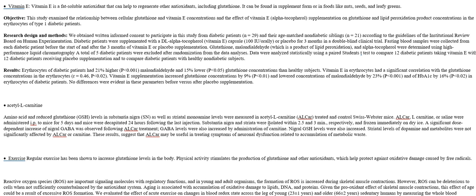Acetyl L-carnitine, amino acids, and reduced glutathione levels in substantia nigra or SN, as well as striatal monoamine levels, were measured in acetyl L-carnitine treated and control Swiss Webster mice. ALCAR and L-arginine or saline were administered to mice for 5 days, and mice were decapitated 24 hours following the last injection.